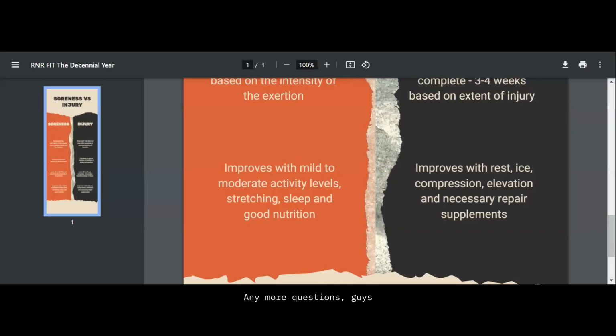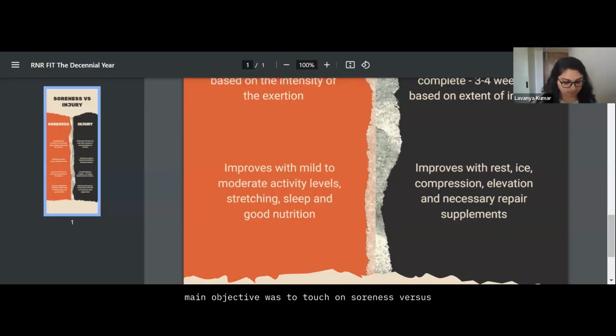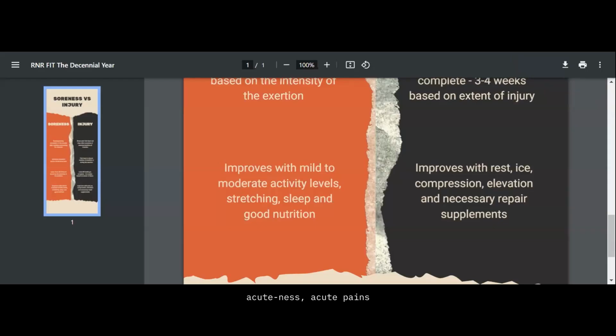All right. Any more questions, guys? I think Lavanya's pretty much done with what she wanted to share. The main objective was to touch on soreness versus acute pains, and then also on the whole menstrual cycle and things like that. So, any other questions, please? Now's the time. Otherwise, we can close.